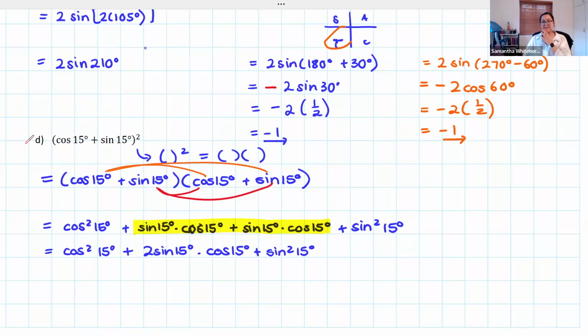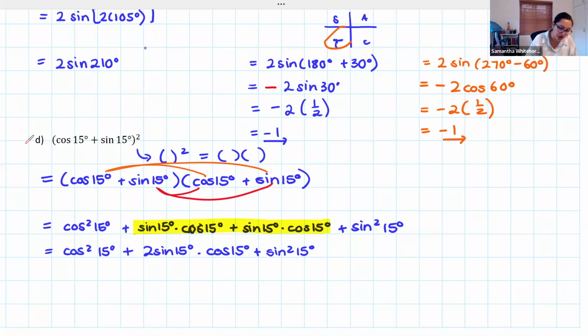Right, so I want you guys to take a second and tell me, do you see any identities that I can apply here? So based on these three terms that I have, can I apply any identity that we know right now? You're also welcome to unmute yourself if you want, but you can just put it in the chat. What identities can I apply? Miss, 2 sine 15 times cos 15 will equal sine 30.